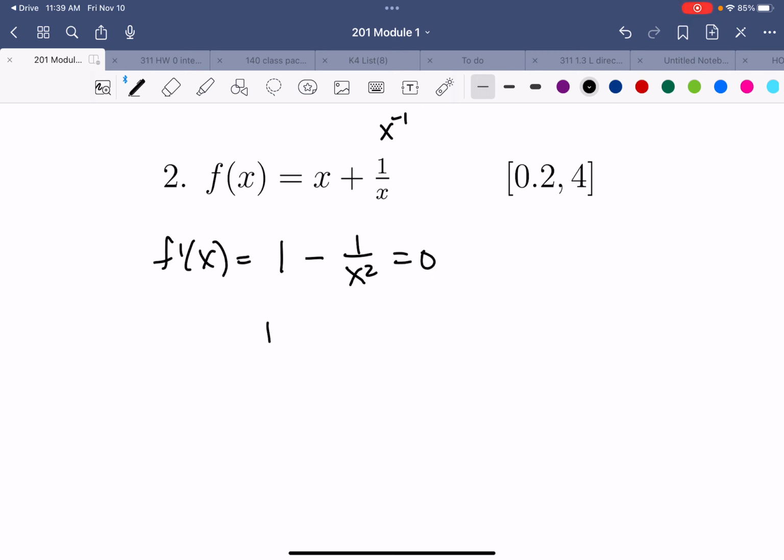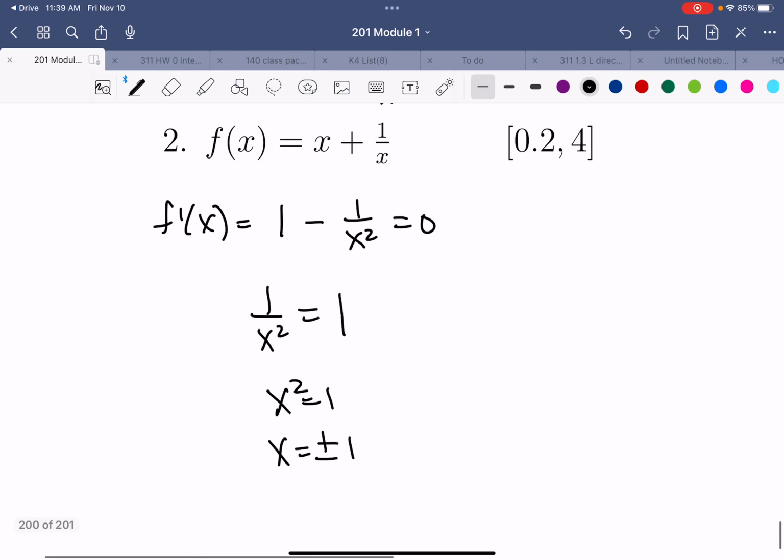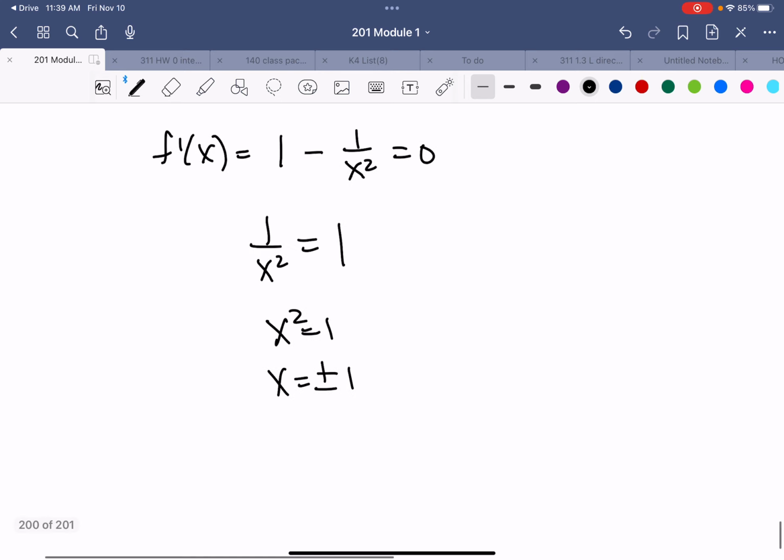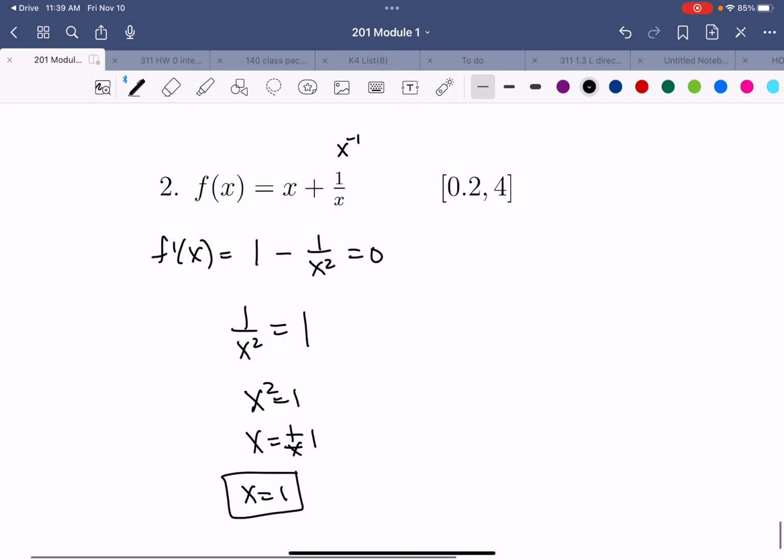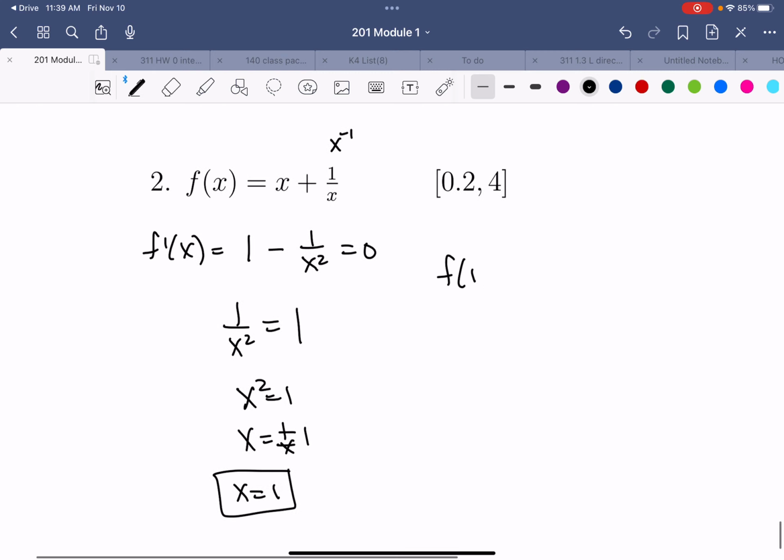So you've got 1 over x squared. Move to the other side, so it's got to be equal to 1. Multiply both sides by x squared tells you x squared equals 1. And again, if you would take the square root here, you get plus or minus 1. But we want to check that interval, and that interval is from 0.2 up to 4. So that means we're going to throw out the negative and just keep the x equals 1. Okay, and that means I'm going to check f of 1, f of 0.2, and f of 4. I want that critical point plus my 2 endpoints.